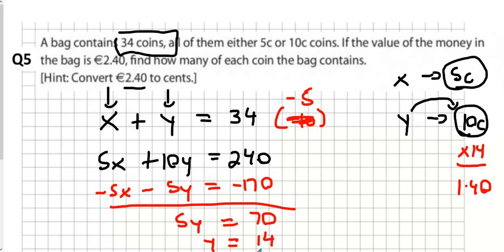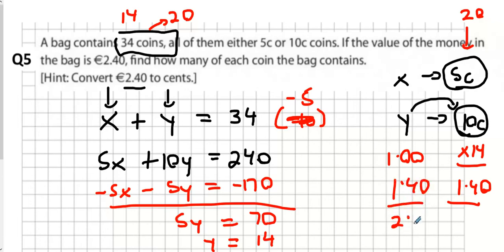So I have 14 10-cent coins, which is €1.40. And that means if 14 of these coins are 10 cents, the other 20 coins must be 5 cents. If I multiply 5 cents by 20, I'll have €1. And €1 plus my €1.40 gives me my €2.40. So that's how I now have the correct answer. So x equals 20 and y equals 14.